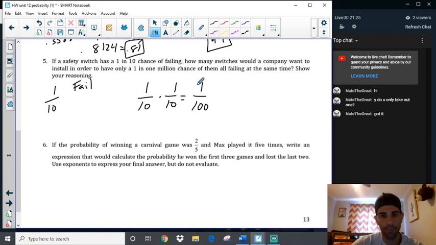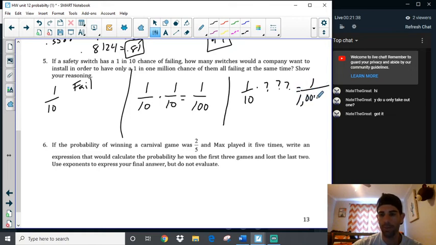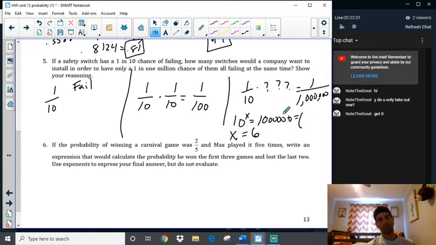Now the question wants to know how many switches I would need to have a 1 in 1 million chance. So basically, 10 to the what power is going to give me 1 million? And do I have enough there? One more. And that would be 6. Okay, because 10 times 10 times 10 times 10 times 10 times 10 is a million. So x is equal to 6. Okay, so you need 6 switches.